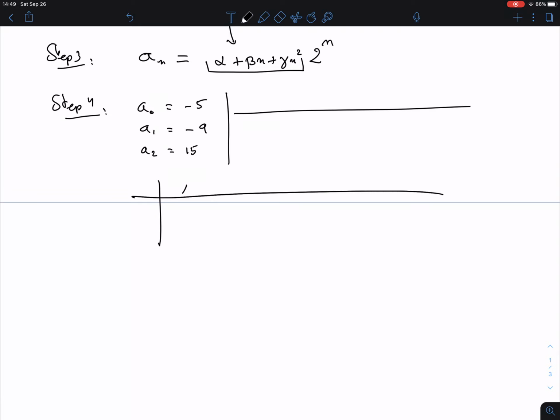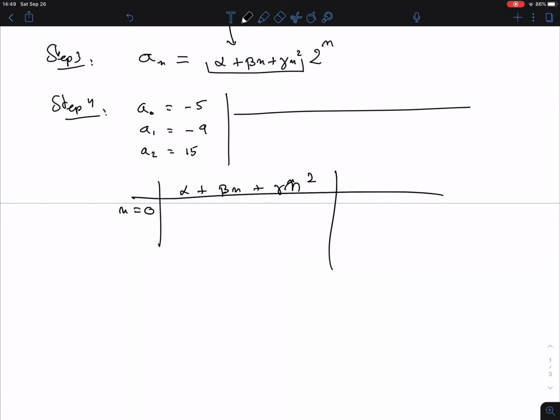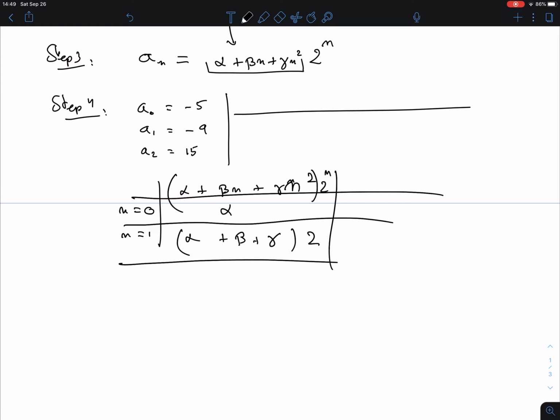So we put here alpha plus beta n plus gamma n squared, and here n is 0. What's the result? Well, alpha. If n is 1, then the result is alpha plus, oh, sorry, I forgot there's a 2 to the power n here. Okay, then I have alpha plus beta plus gamma times 2 to the power 1, that is 2. And then finally, n is 2. I get alpha plus 2 beta plus 4 gamma times 2 squared, that is 4. And the values are -5, -9, and 15.